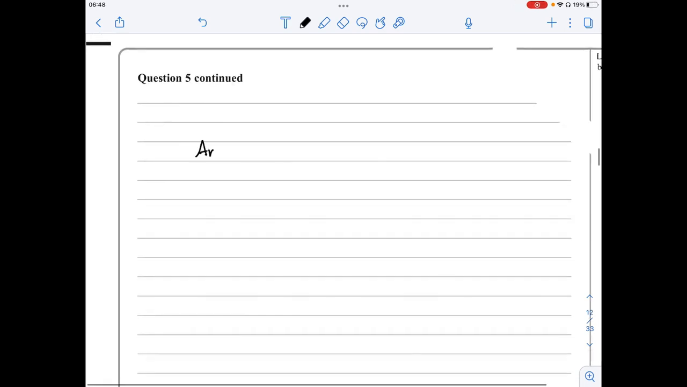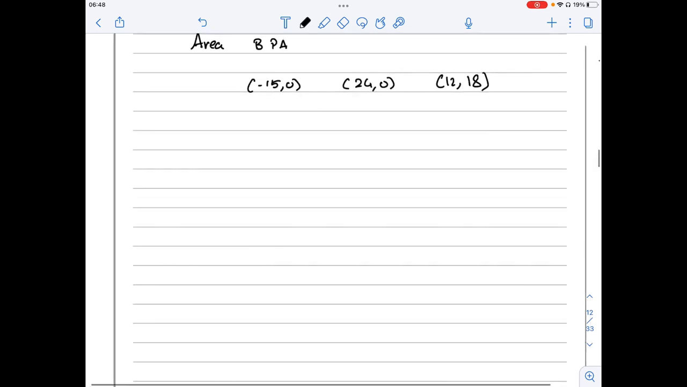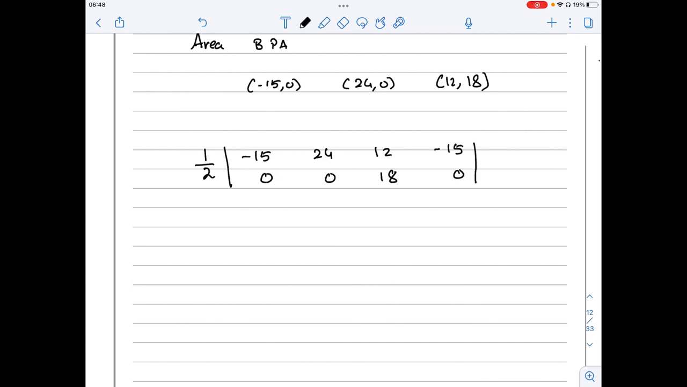So he's asking us to find the area of BPA. The coordinates of B are minus 15, 0, A is 24, 0, and P is 12, 18. Once we know the three coordinates, we do 1 upon 2, minus 15, 0, 24, 0, 12, 18, and minus 15, 0. Then use the shoelace method.